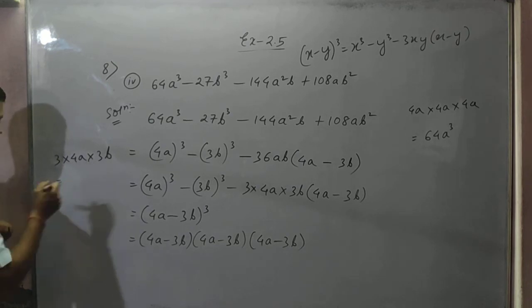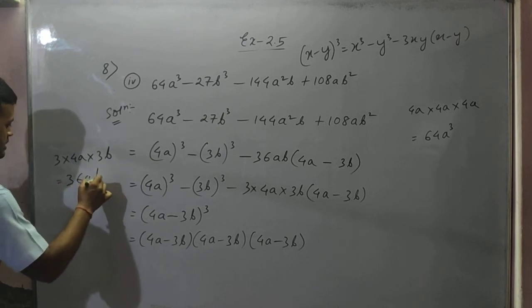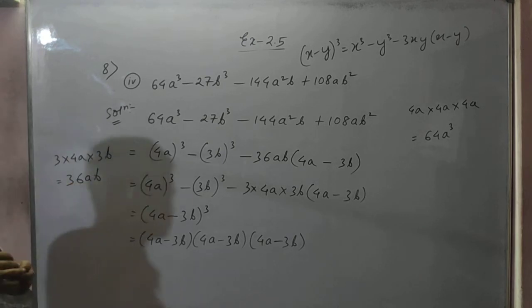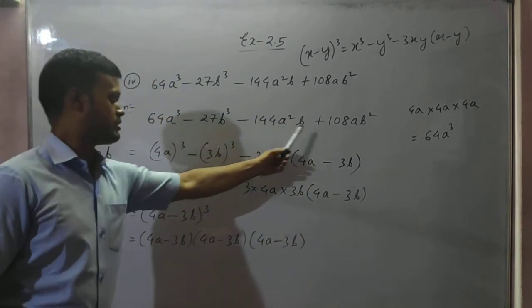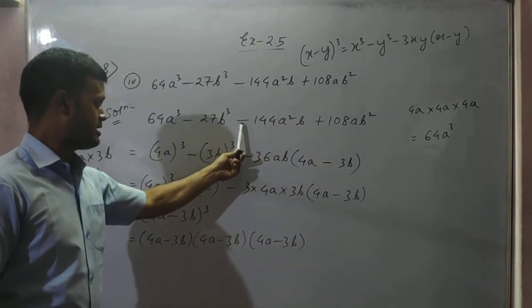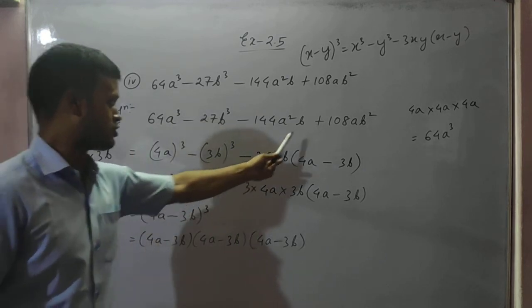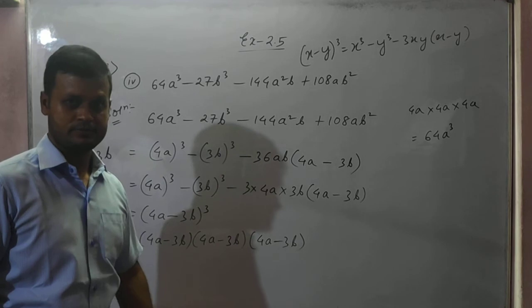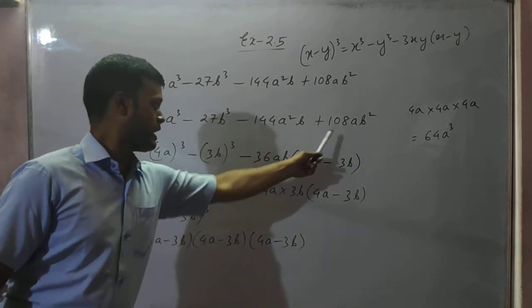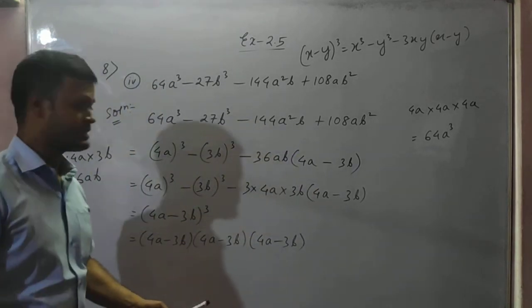12 into 3 is how much? 36. So 36ab. Understood? So that's why from these two numbers I am taking minus 36ab common. Here the minus sign I am taking common. If I take minus common, then this plus will become minus. 36ab I am taking common.